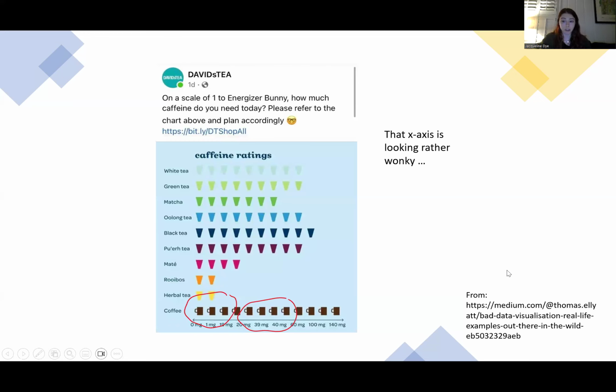So we have another bad example of data visualization. I pulled this from a Medium article. This is caffeine ratings for various teas that this company provides. And as you can see on the x-axis at the bottom, that horizontal axis, it's pretty wonky. We go from 0 to 1 milligram, then jump up to 19 milligrams, and then 20 milligrams. There's no regular interval here. So it's hard to make a lot of meaning out of these caffeine ratings when the scale is so not well proportioned.